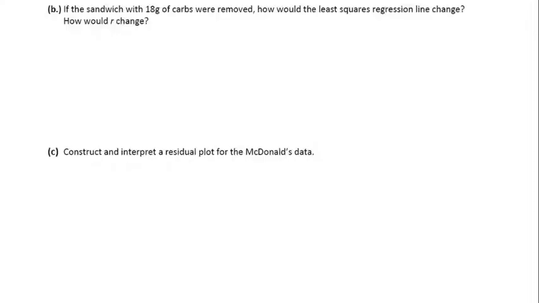Okay, here's the big question. If you remove the one with 18 grams of carbs, who knows what that is? Probably big and tasty. If you remove the one with 18 grams of carbs, how would the least squares regression line change? And how would R change? Okay, let's go to the calculator, and let's delete the one that has, I think it's the last one, it says 18 grams of carbs.